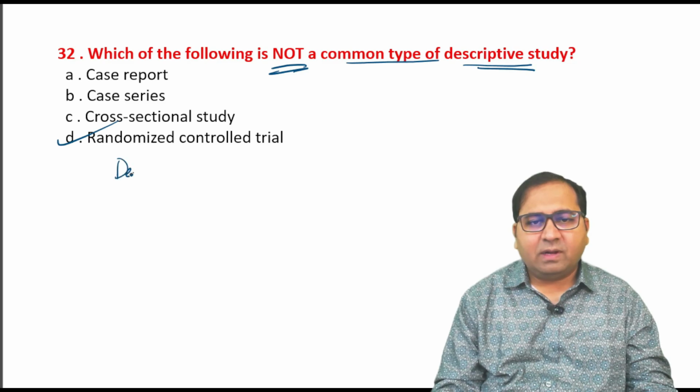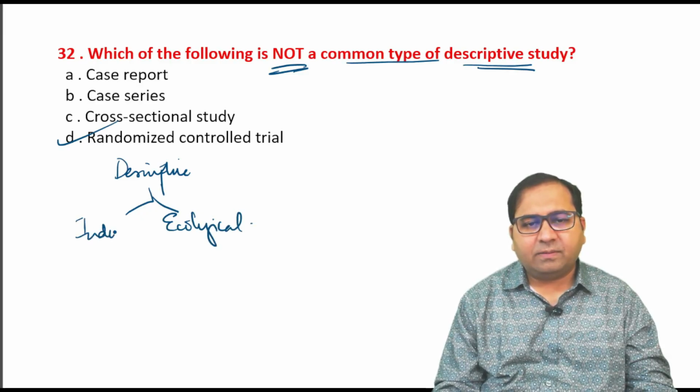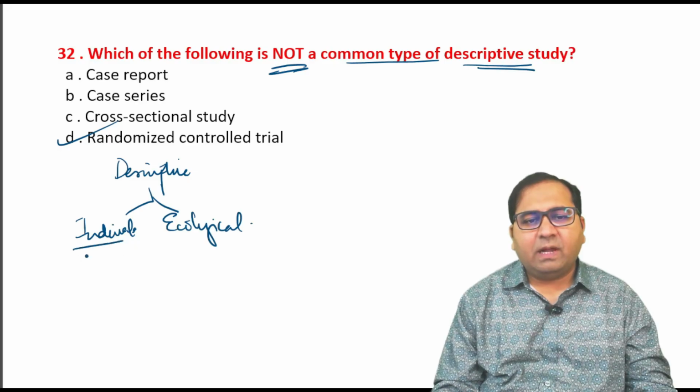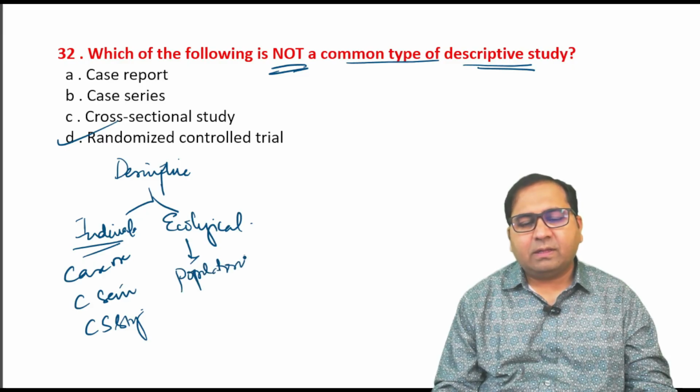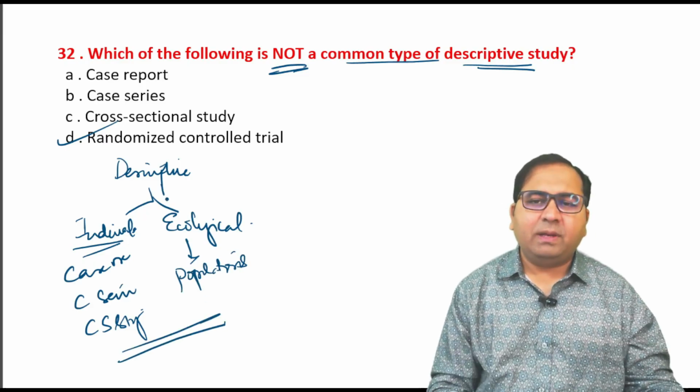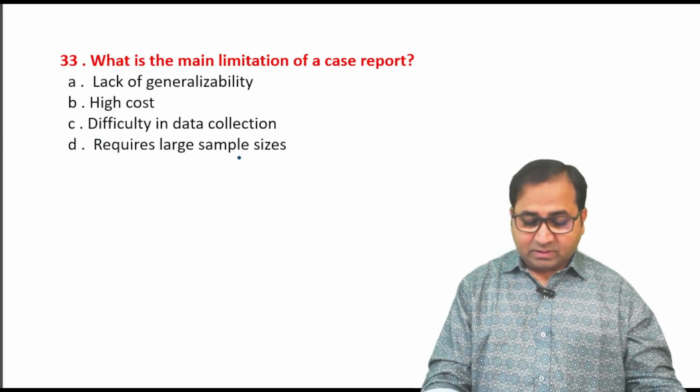Simply I will tell over here, descriptive can be divided into again two, ecological or individual based. Individual based are all these three: case report, case series and cross-sectional study. Ecological based are those done on populations. Okay, please remember this point. Invariably one question will be definitely from this concept. Let us see the next question.